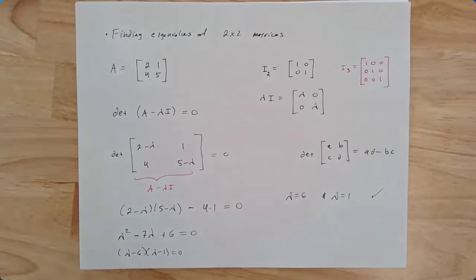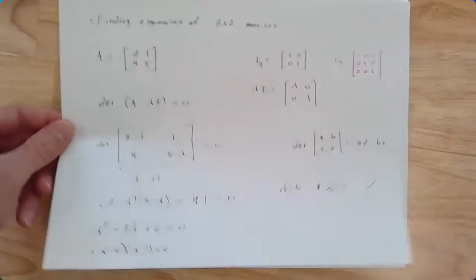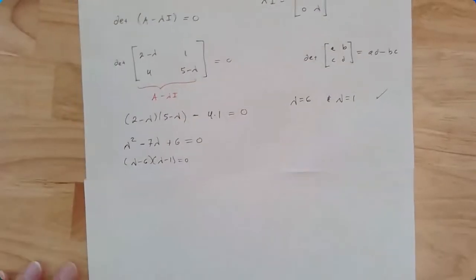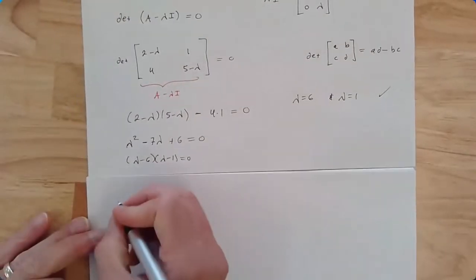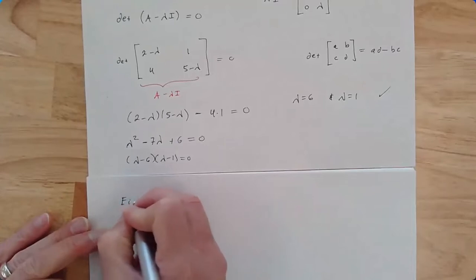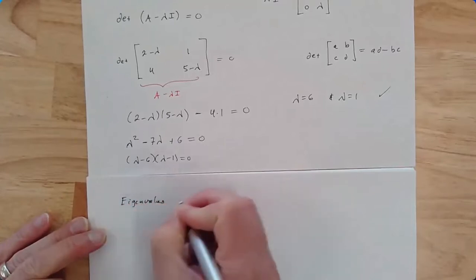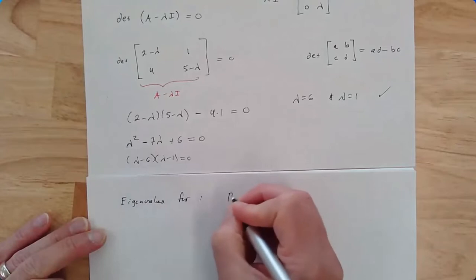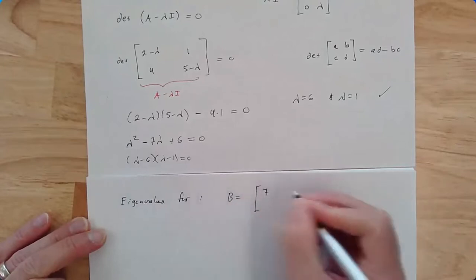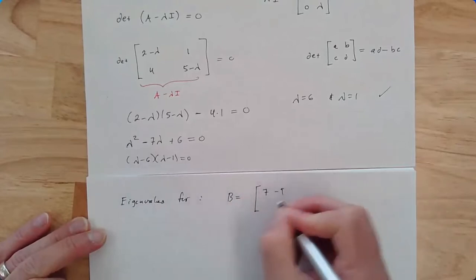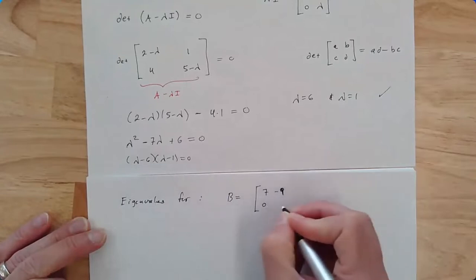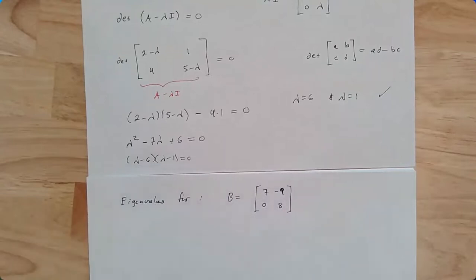Let's do a couple more examples. So let me ask you all to find the eigenvalues for this matrix, B equal to 7, -9, 0, 8. Go ahead and find the eigenvalues for that. You all at home or wherever you are on Zoom, you should also find the eigenvalues for that.